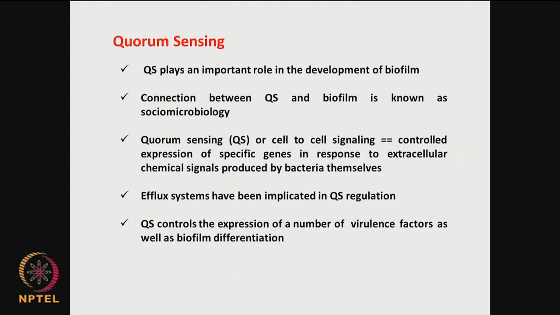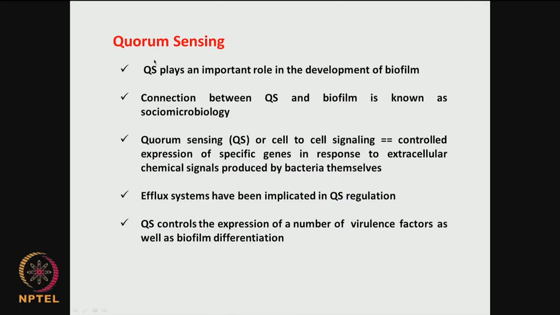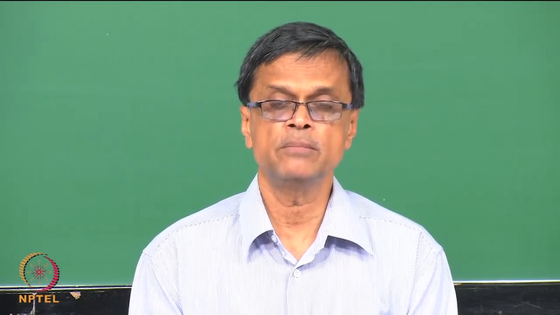The next important activity in the bacterial biofilm is quorum sensing. This quorum sensing plays a very important role in the development of biofilm. So, what is this quorum sensing? When the bacterial population is very small and as the population keeps increasing, they start releasing a metabolite that is called a quorum sensing molecule. When the concentration of this quorum sensing molecule increases, then the bacteria realize that their population has reached a threshold value and they start forming a biofilm on a surface.